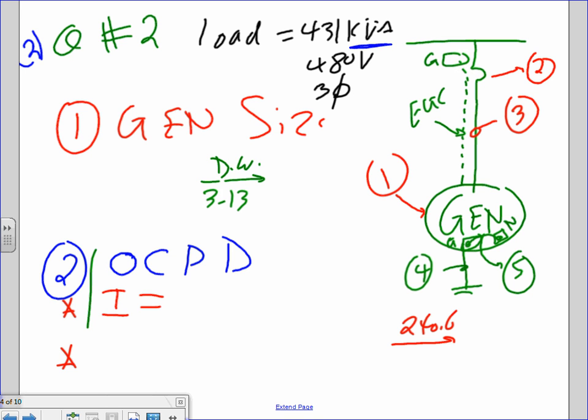Please pay attention to the word kVA or kW. Please pay attention if it's kVA or kW. If it's kW, you have to divide it by 0.8, right? That's the power factor. If it's kW, and then size.